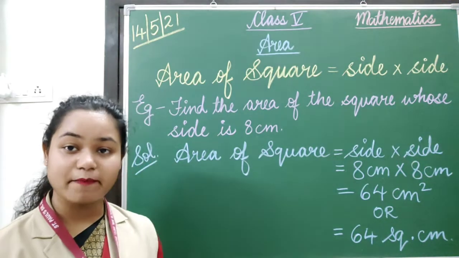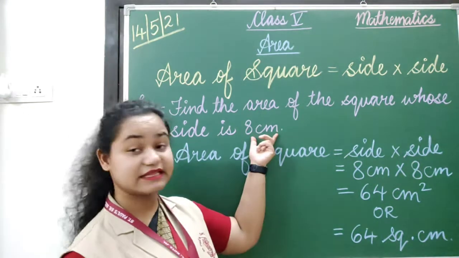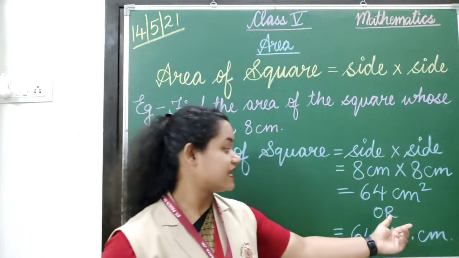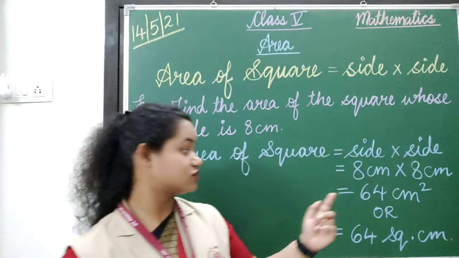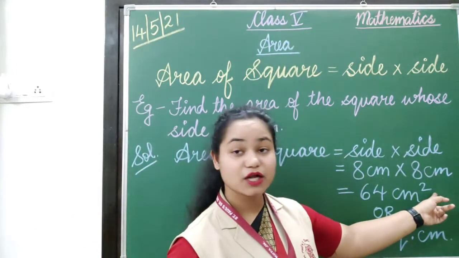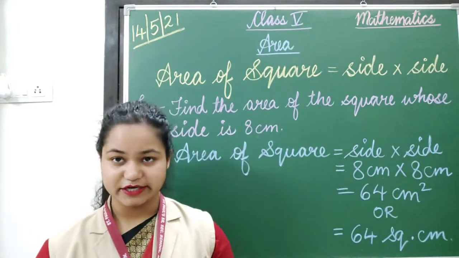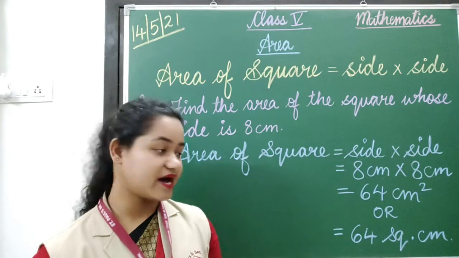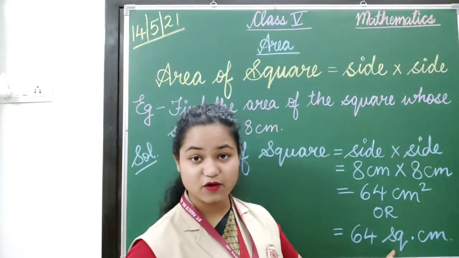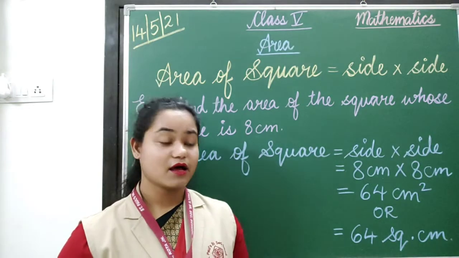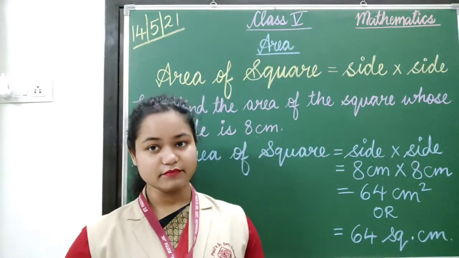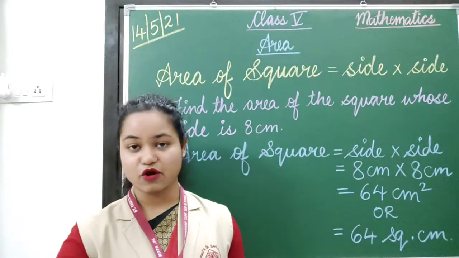Okay, so for perimeter, you just need to pick the unit and place it behind the answer. But here for area, you need to pick the unit and put a 2 as your exponent. Okay, this is a must, or else you can write it in this way also, square centimeters. Okay, behind whatever answer you are getting. Understood? Just copy this down.